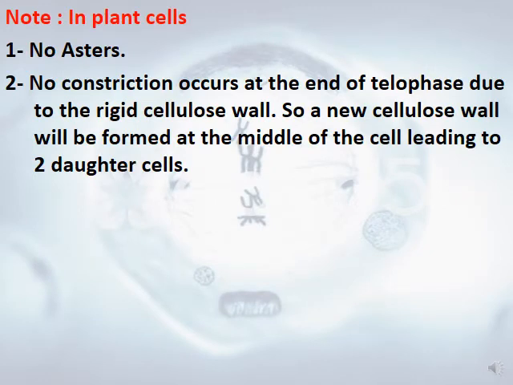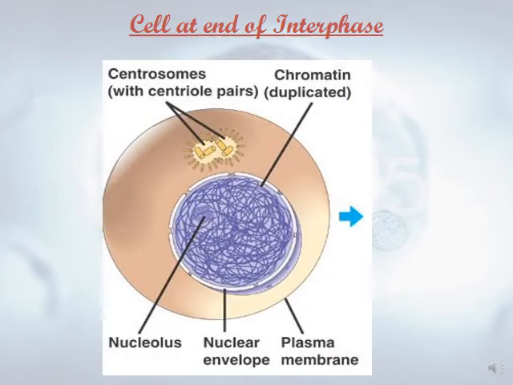As you note in plant cells, as I said before, no asters. So there's a difference between mitosis in plants and in animals. In plants, there is no asters. Also, no constriction occurs at the end of telophase due to the rigid cellulose wall. So a new cellulose wall will be formed, leading to two daughter cells at the end of interphase, as we already said.